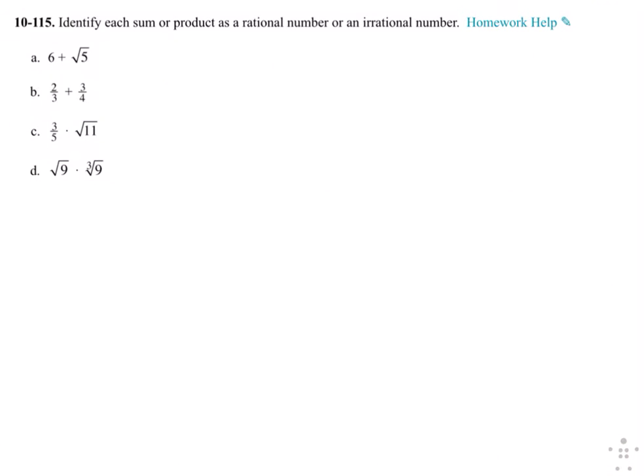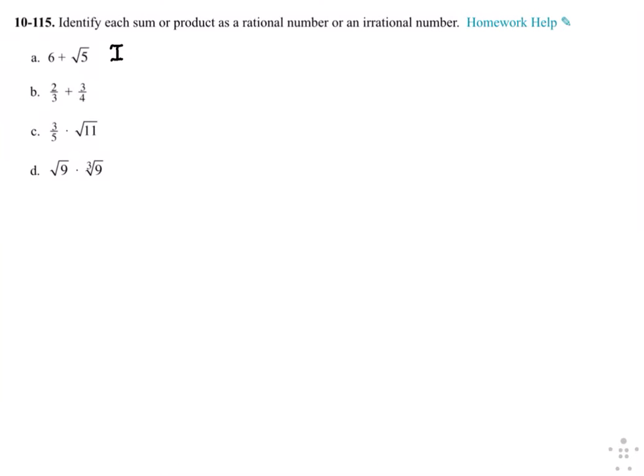Okay, 115, they want to know rational or irrational. So again, can it be represented as a fraction or not? So A, the square root of a number that is not a perfect square is irrational. Irrational. So that one's irrational.